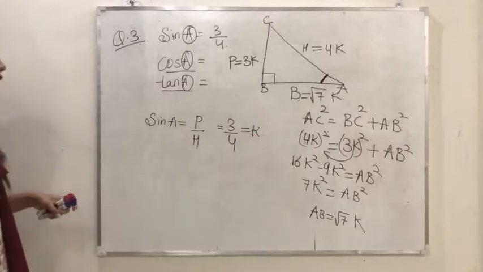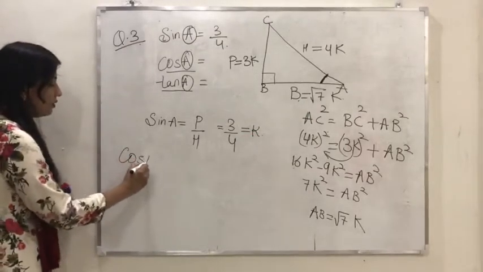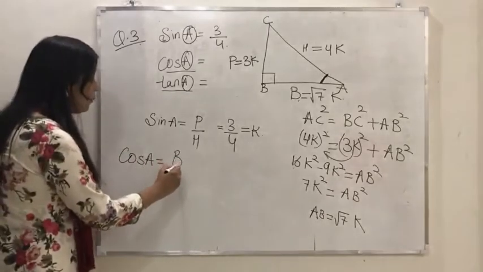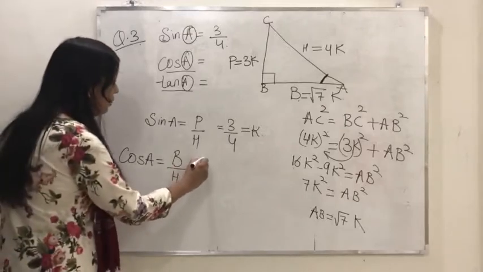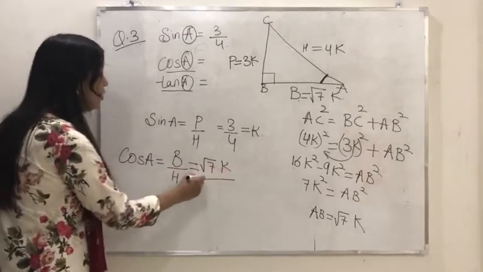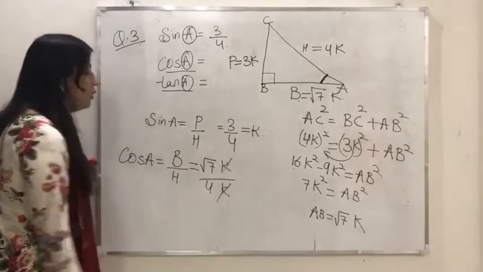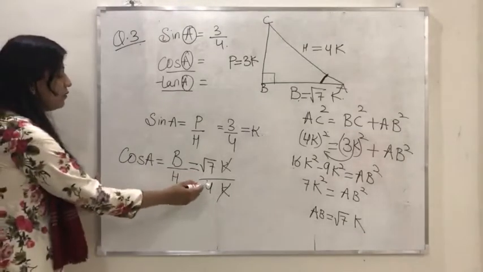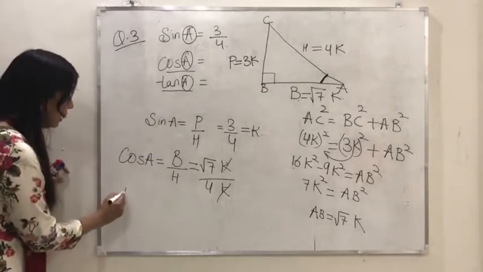Now what I want to find is cos A. So your cos A is base upon hypotenuse. So my base is root of 7k and my hypotenuse is 4k. So k will cancel out with k and value of cos A is root 7 upon 4. Next, I want to find the value of tan A.